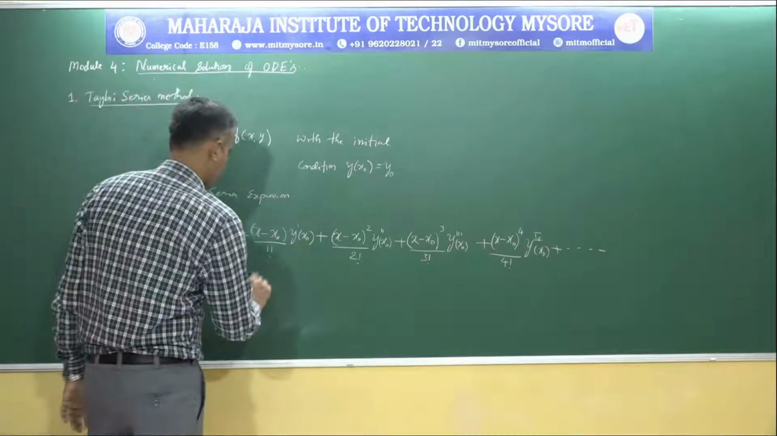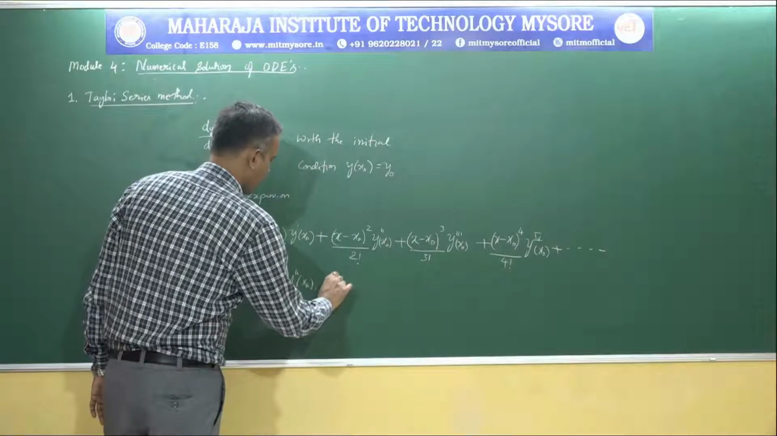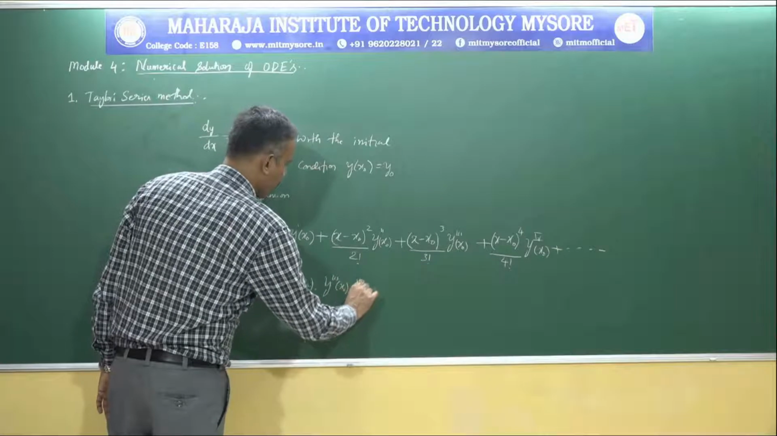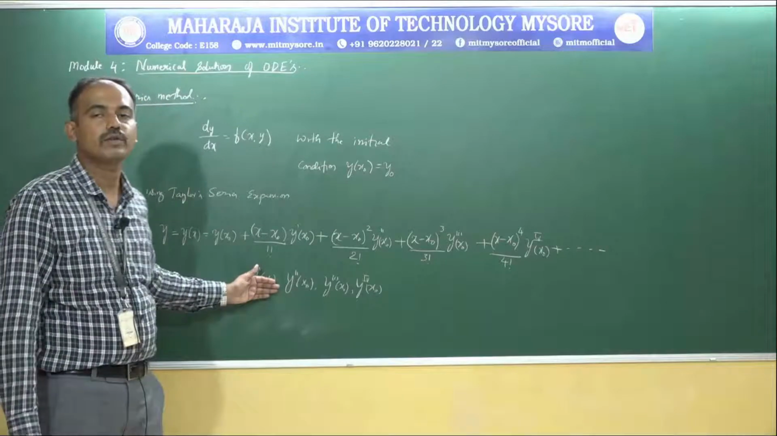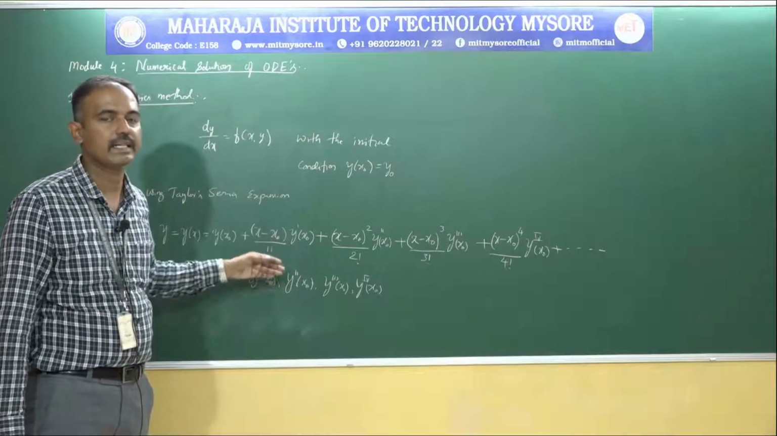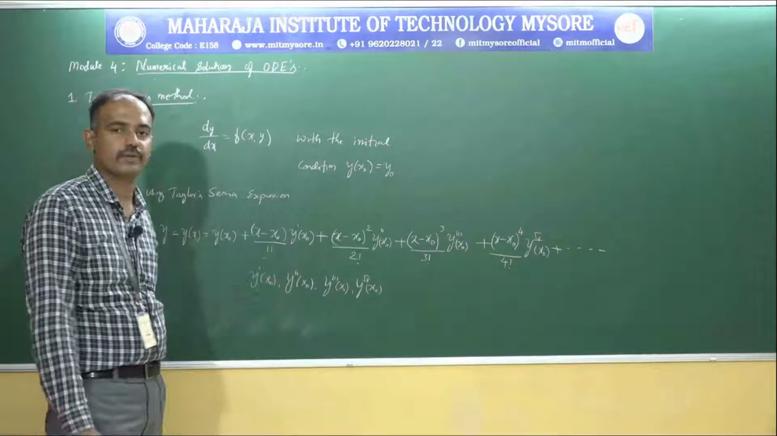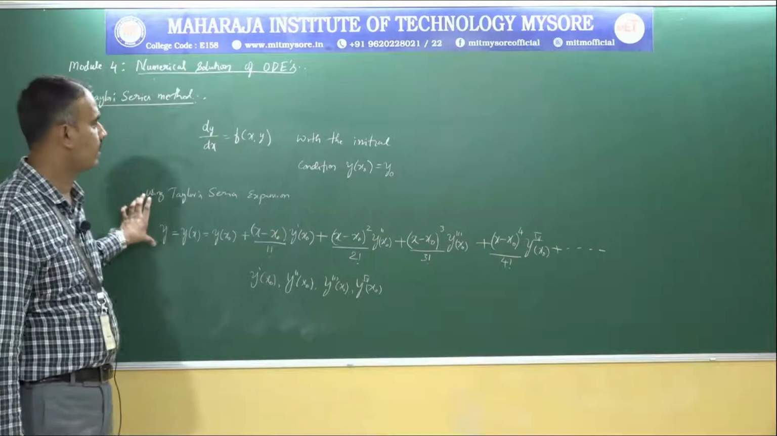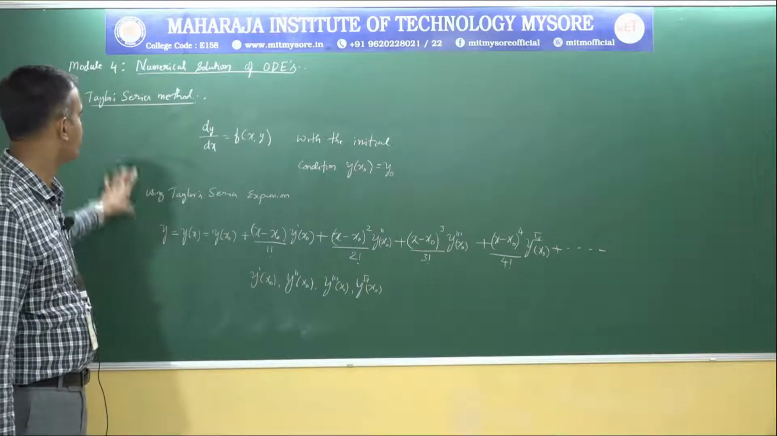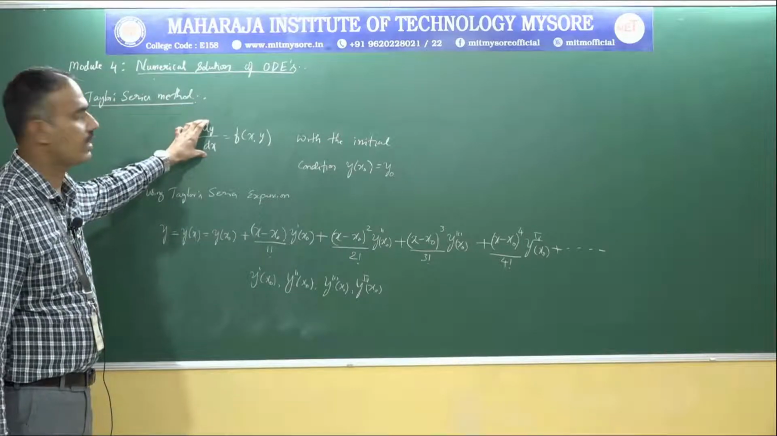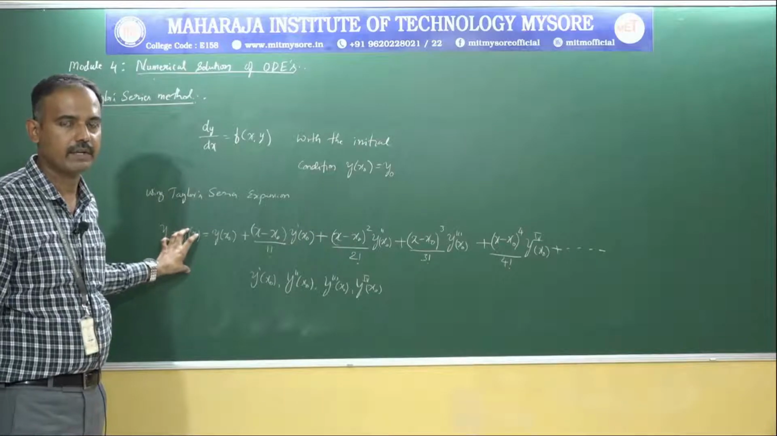Here y dash of x naught, y double dash of x naught, y triple dash of x naught, y fourth of x naught are the derivatives of the corresponding function here. We can consider it in such a way that they will be the derivatives of the corresponding function. Now we can specify it. That will be the important thing here. Now, once again, especially using the numerical concept, we can find the solution of the ordinary differential equation with the help of Taylor series expansion. That will be the important observation here.